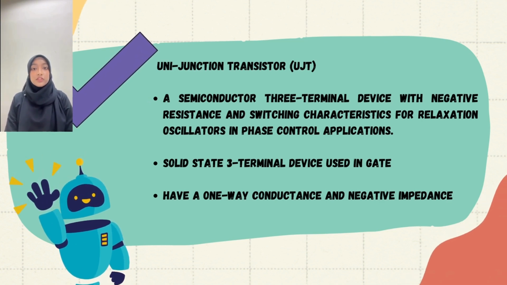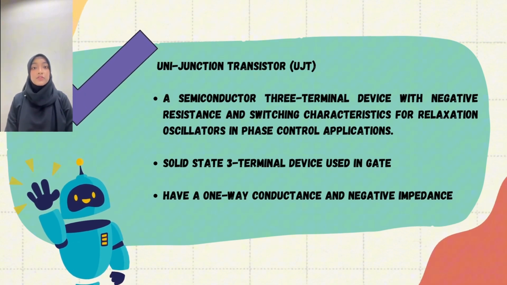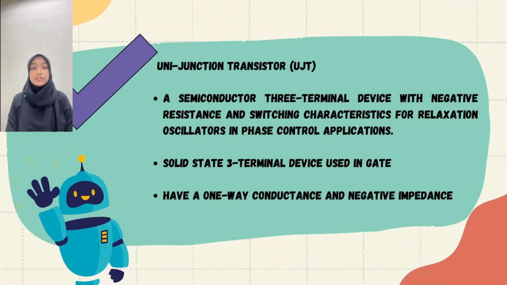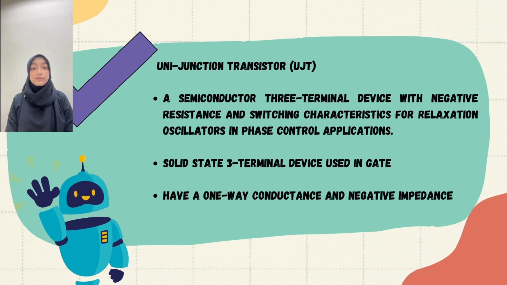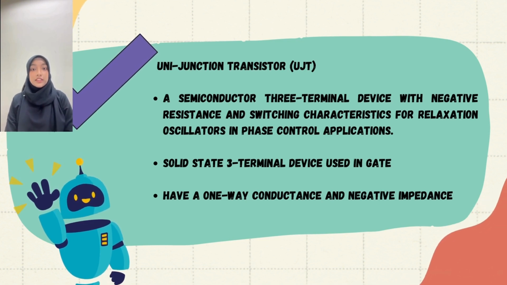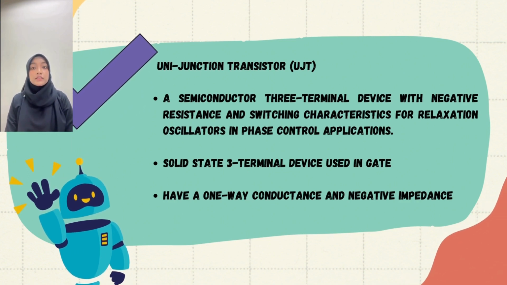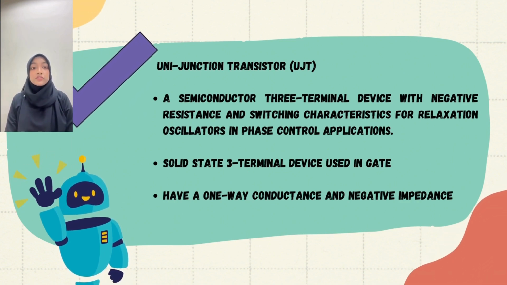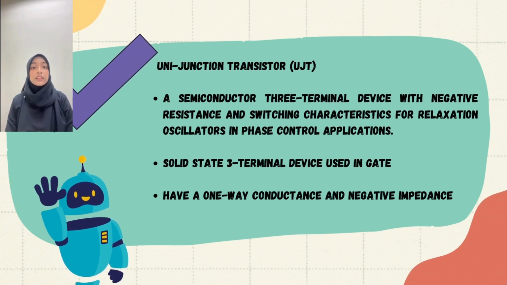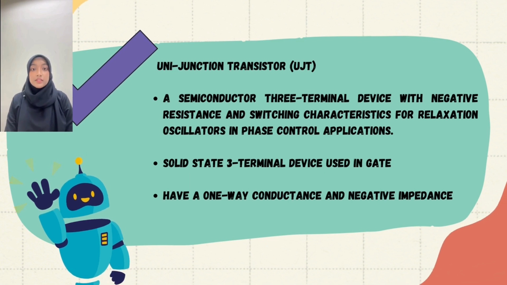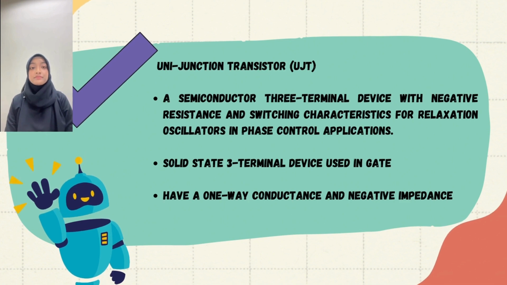The Uni-junction Transistor, UJT, is a semiconductor three-terminal device with negative resistance and switching characteristic for relaxation oscillator in phase control application. UJT is another solid-state three-terminal device used in gate pulse timing circuits and trigger generator applications for switching and control of either transistors or triacs for AC power control type applications.